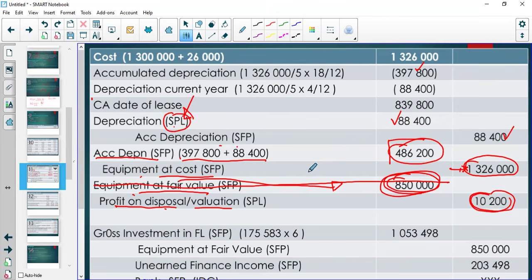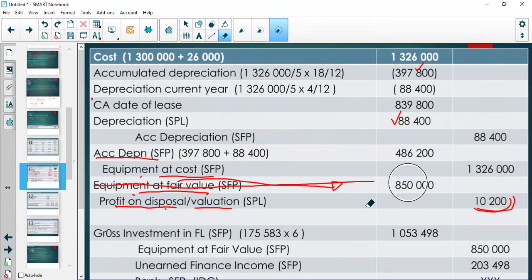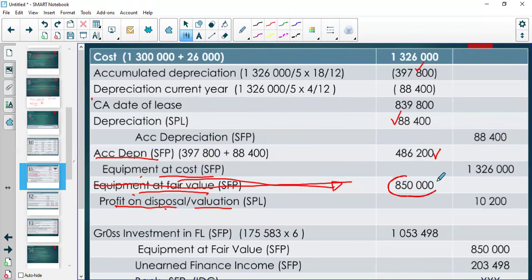So where does the 10,200 come from? It's the balancing figure, right? Because on the debit, we have accumulated depreciation and equipment at fair value. Then on the credit, we have equipment at cost. Then the balancing figure is what balances both the debit side and the credit side. The balancing figure could be a loss if it was going to be a loss. In this case, it's a profit, a gain.